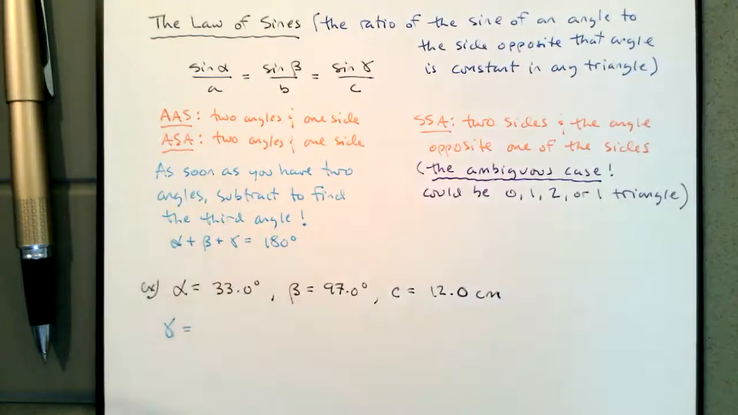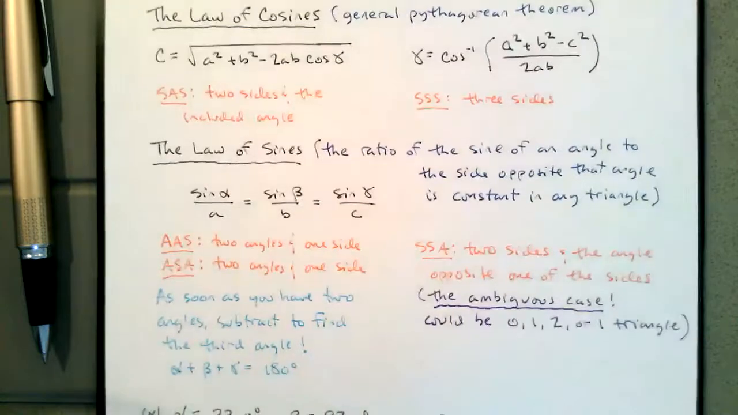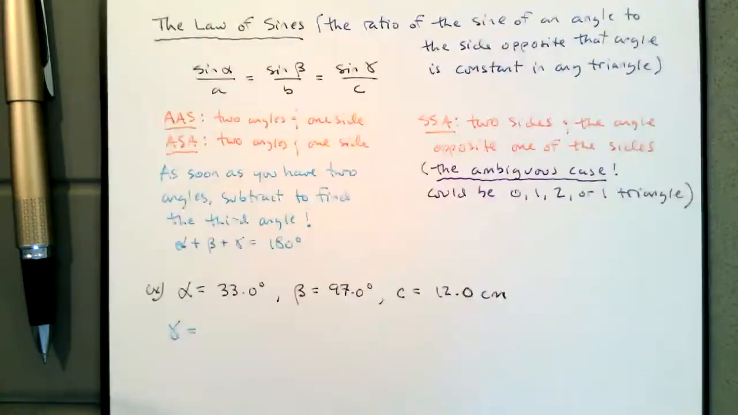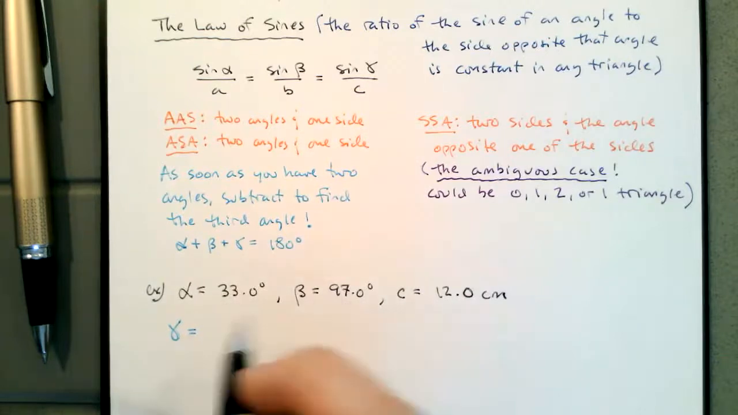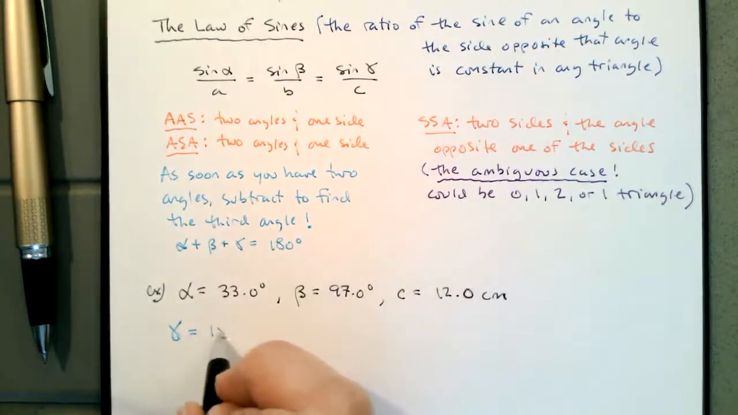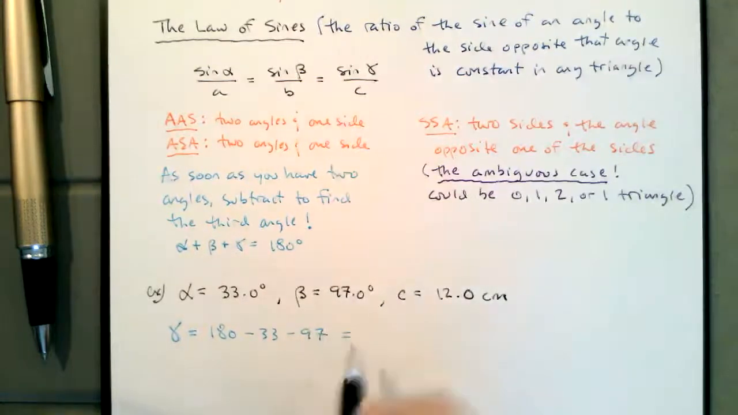In this case, it's the first thing that we have to go after because I don't have the right information for the law of cosines. Law of cosines is for 2 or 3 sides, and I only have 1 side. So this looks like a job for the law of sines. Since we're looking at 2 angles, 33 and 97, we're going to subtract to find the third angle: 180 minus 33 minus 97.